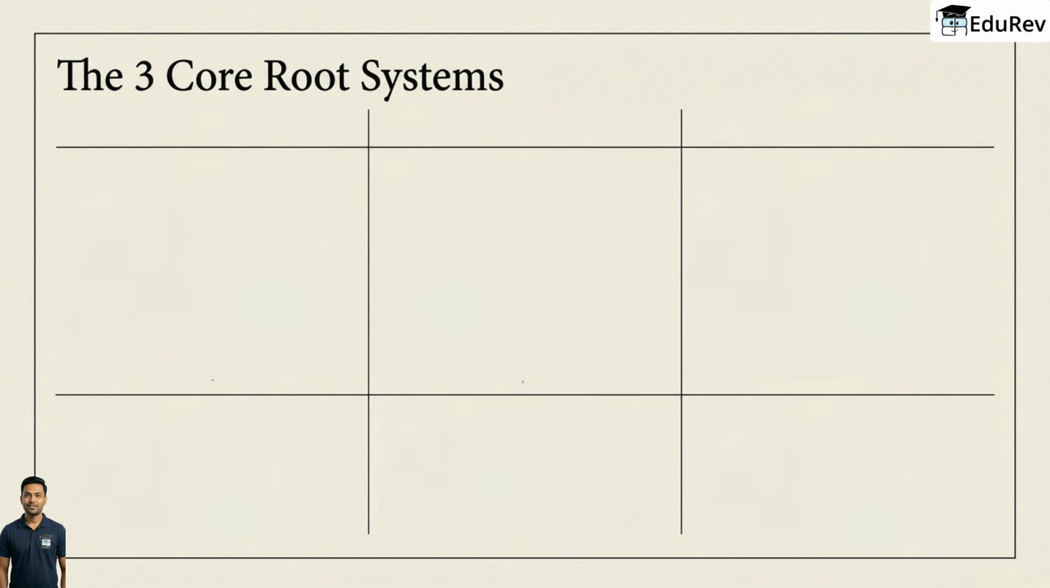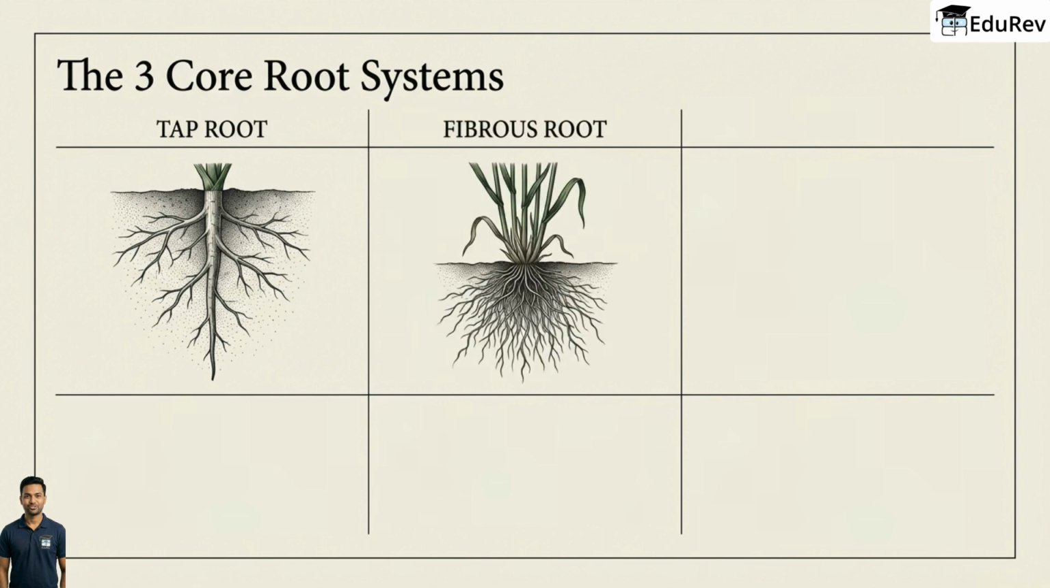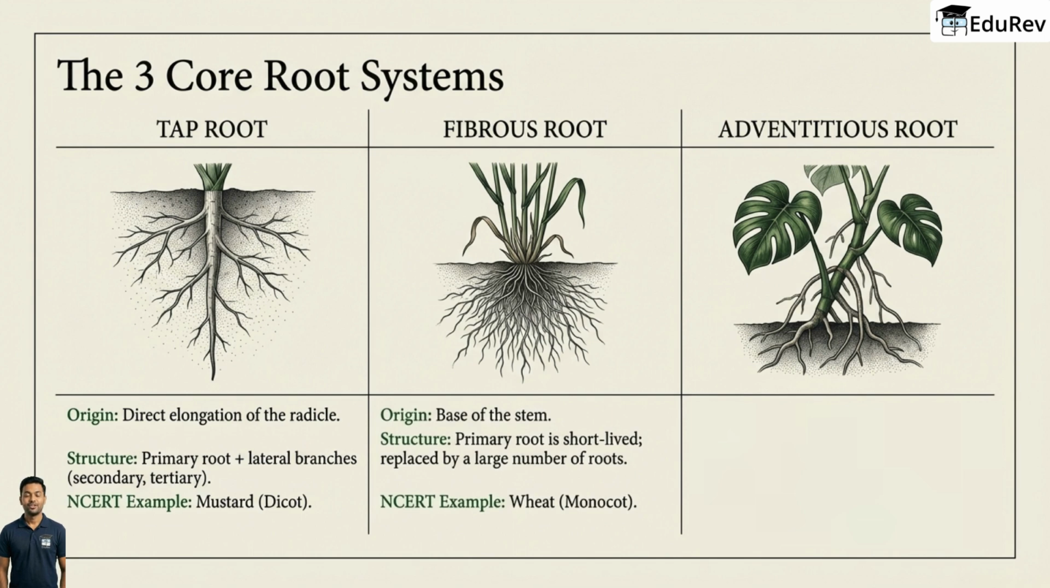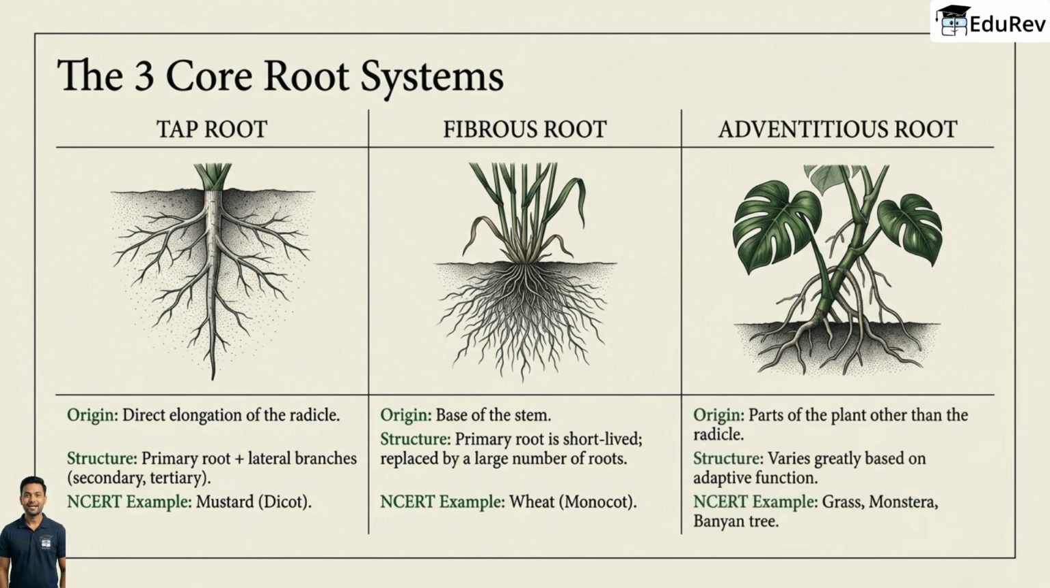There are three fundamental root systems you should keep straight from the start: taproot, fibrous root, and adventitious root. Taproot develops from the radicle, so it has a clear primary root with lateral branches. Fibrous roots are short-lived and arise as a cluster from the base of the stem, which is why they look like a dense mat. Adventitious roots come from plant parts other than the radicle and often show up in special situations, especially in grasses and climbers. If you remember origin first, identification becomes much easier.